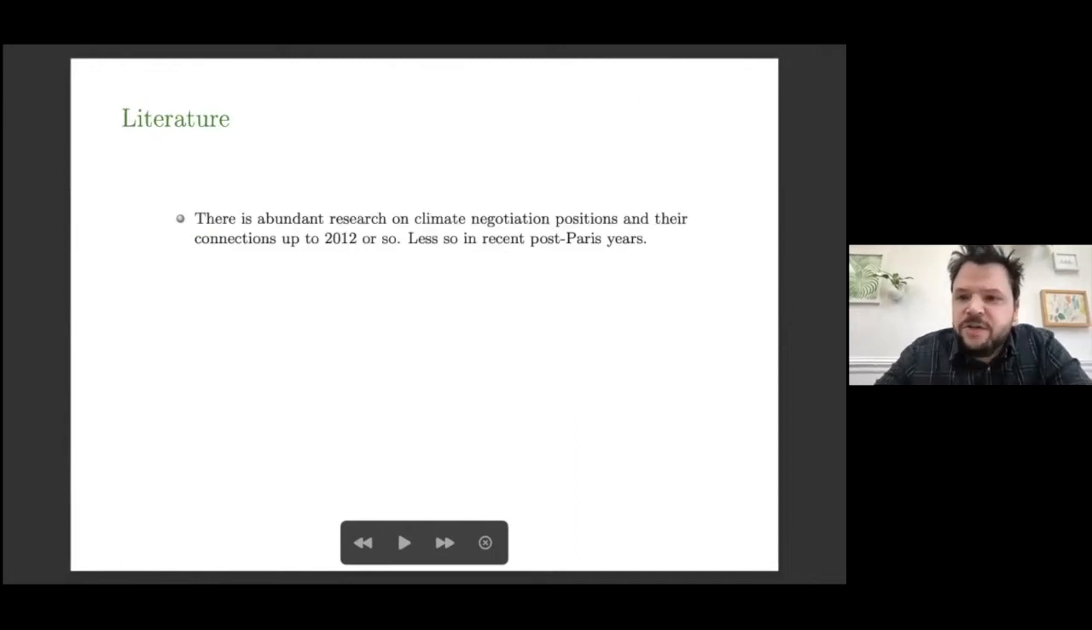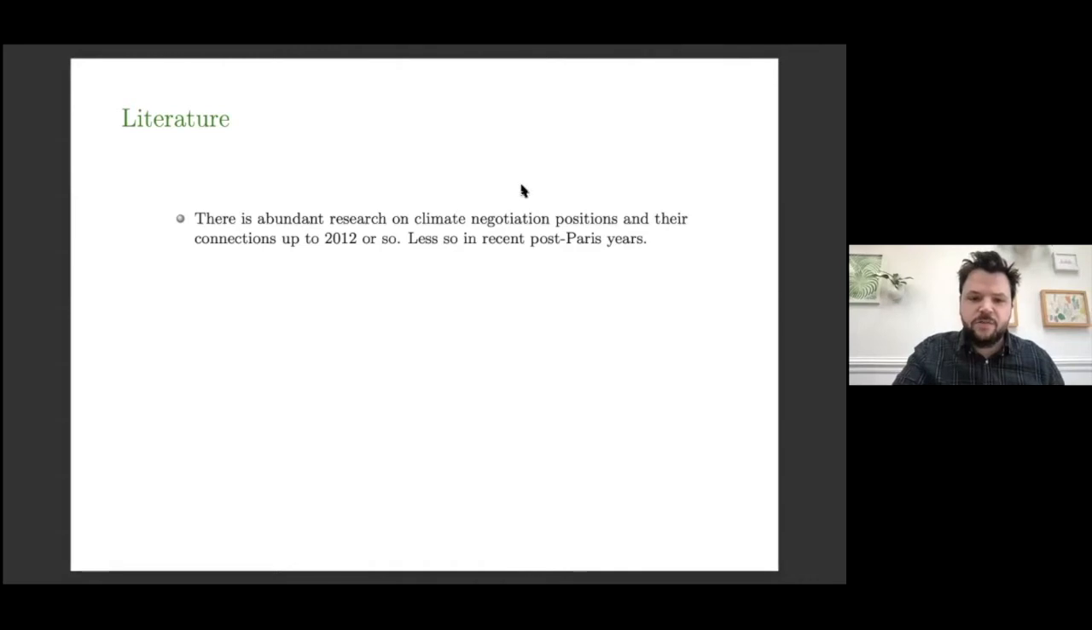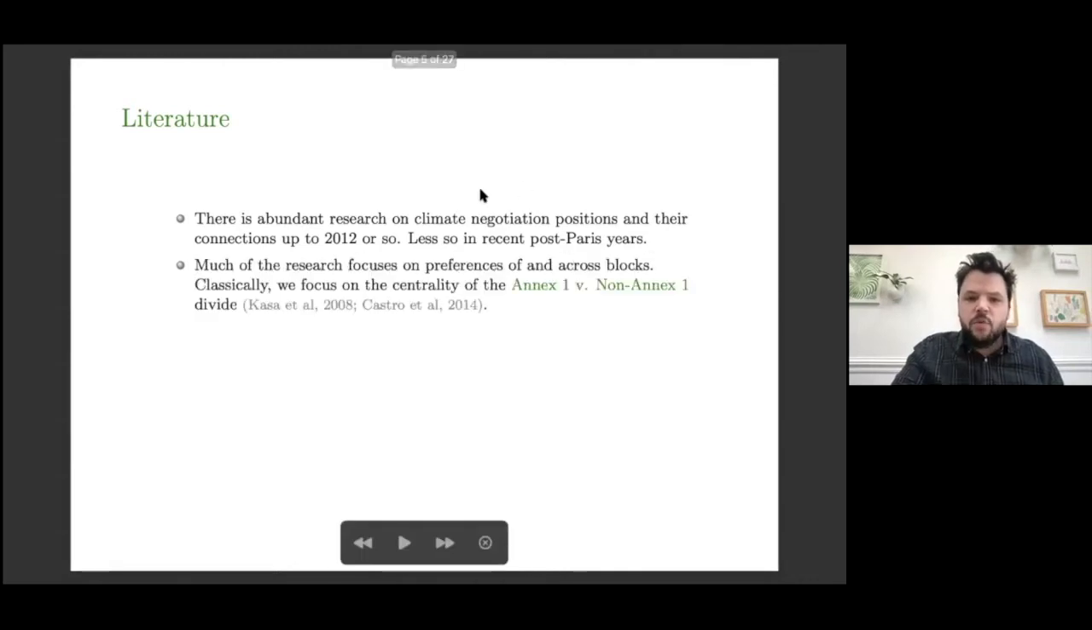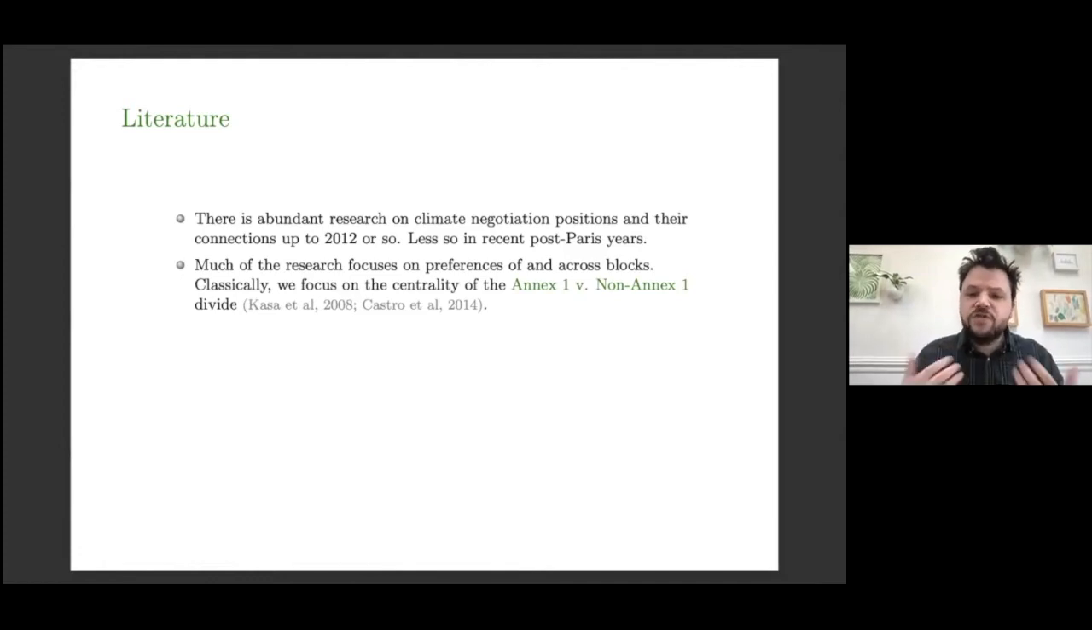So there's been abundant research on climate negotiation positions and their connections up to about 2012. This has been less so in the recent post-Paris years, and that's kind of where we come in and try to shed some light on these dynamics. Much of this research takes for granted or assumes, and reasonably so, that there is an Annex 1 versus a non-Annex 1 divide.